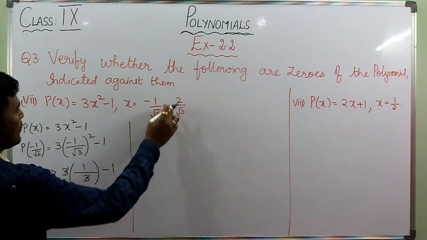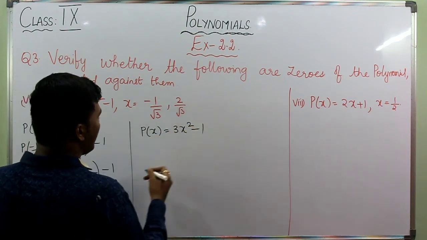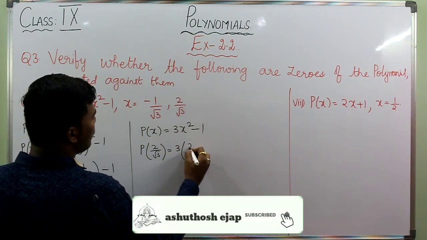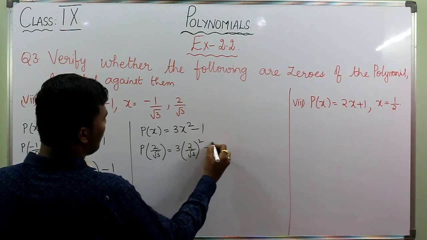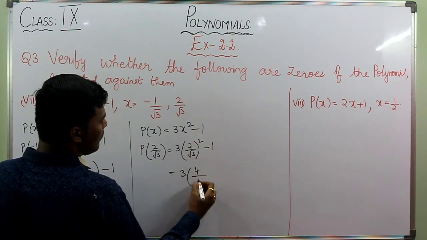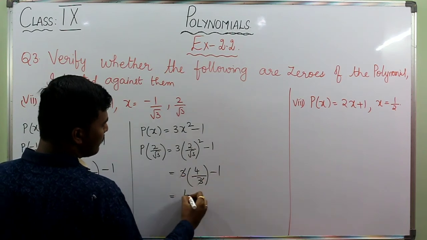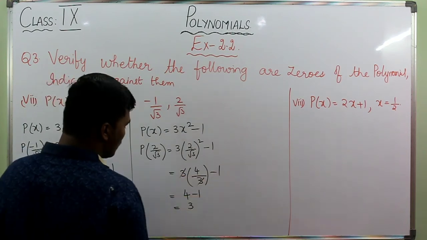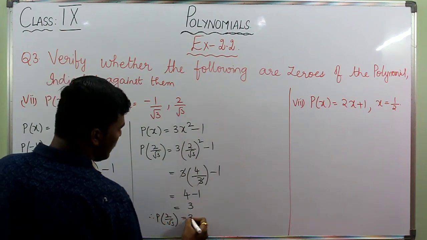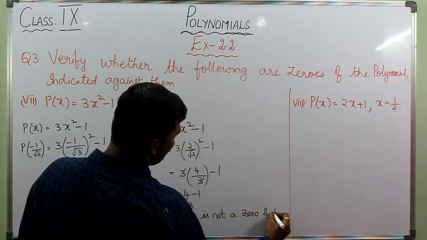Okay. Now let us substitute 2 by root 3 in this, by considering P of x is equals to 3x square minus 1. Now P of 2 by root 3, that is 3 into 2 by root 3 whole square minus 1. This is equals to 2 square is 4, by root 3 whole square will become 3, minus 1. These two get cancelled. So therefore we are left with 4 minus 1, which is equals to 3. So therefore P of 2 by root 3 is equals to 3, which is not a 0 of the polynomial.